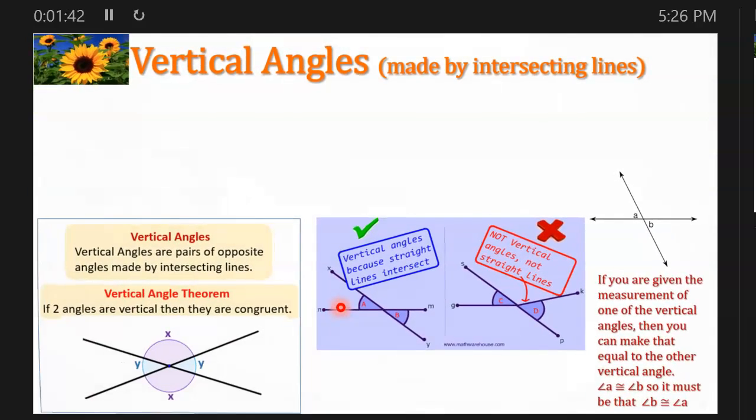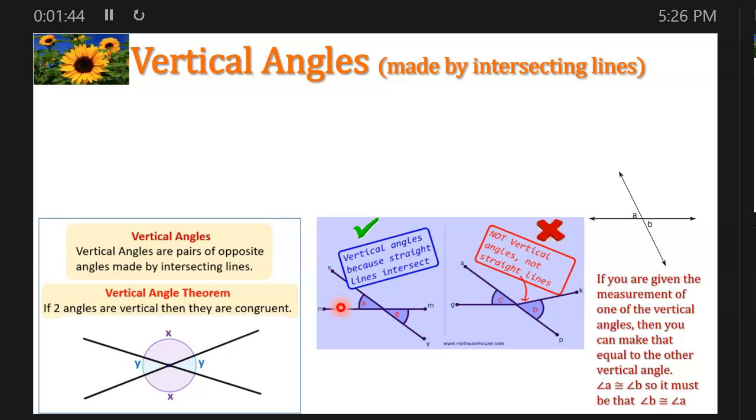All right, vertical angles. Vertical angles are made by intersecting lines, and they're always across from each other. Look at this example here. We've got intersecting lines. This angle Y is vertical to that angle Y. Notice they do not share a side, but they do share this vertex point in the center. Also, angle X and this angle X are both vertical angles. Vertical angles are always congruent to one another, so they're always equal. So this Y has to be the same measurement as this Y, and this X has to be the same measurement as that X.